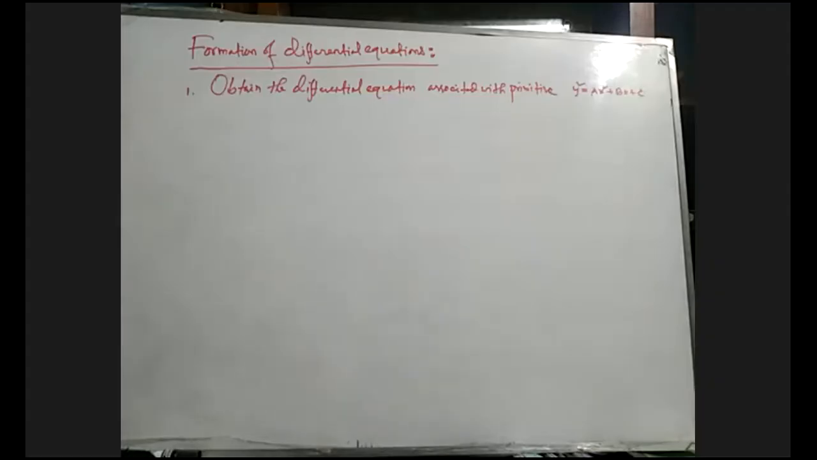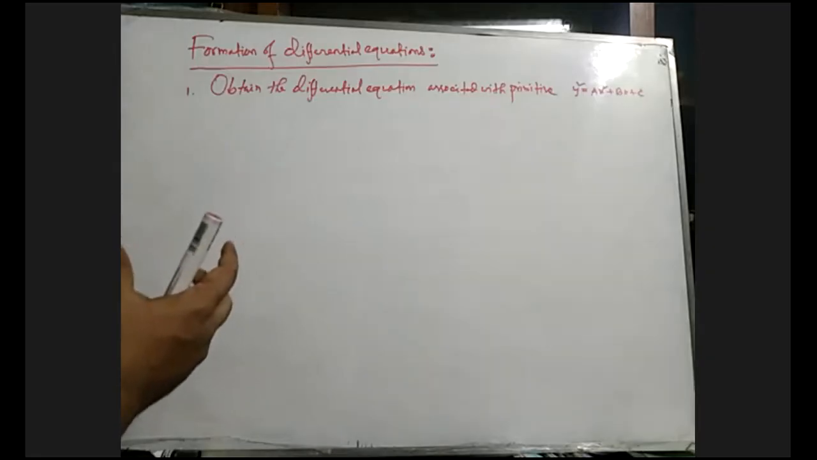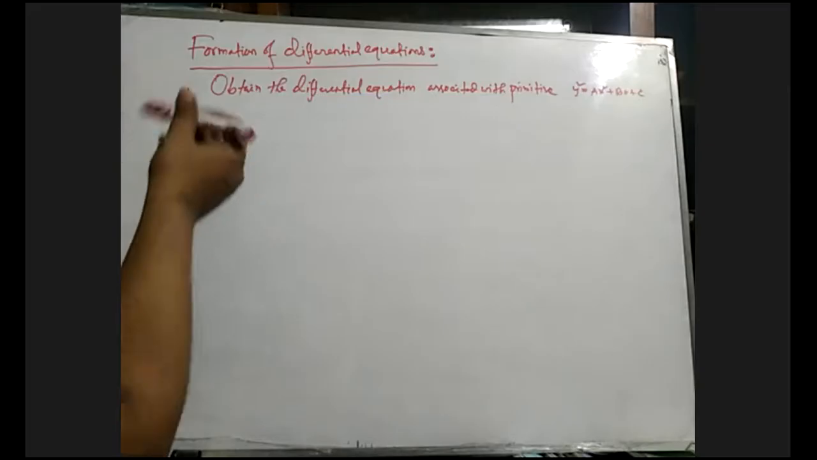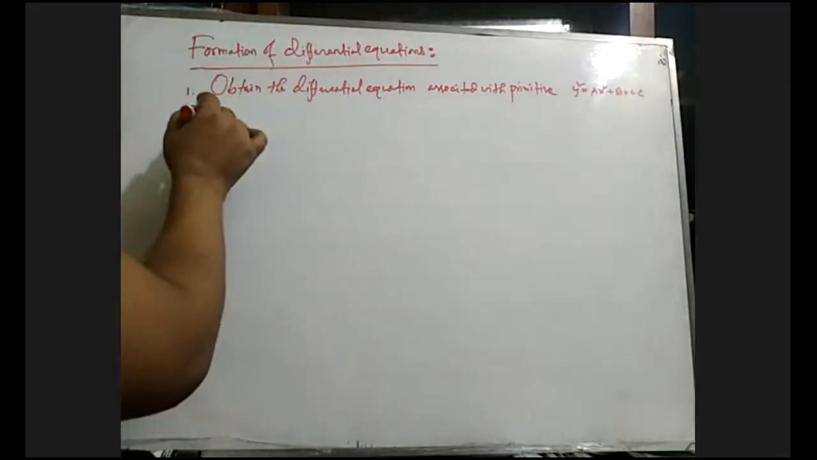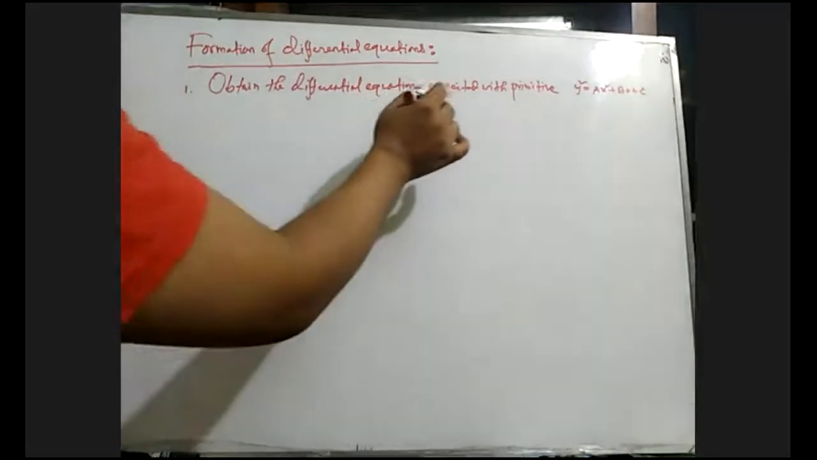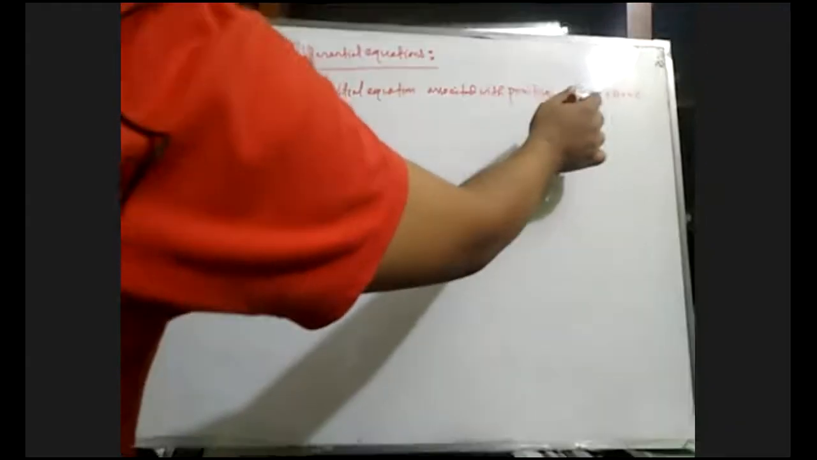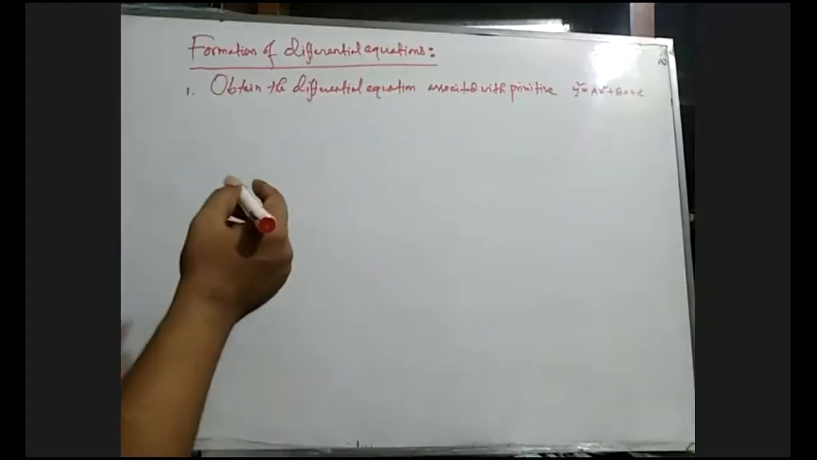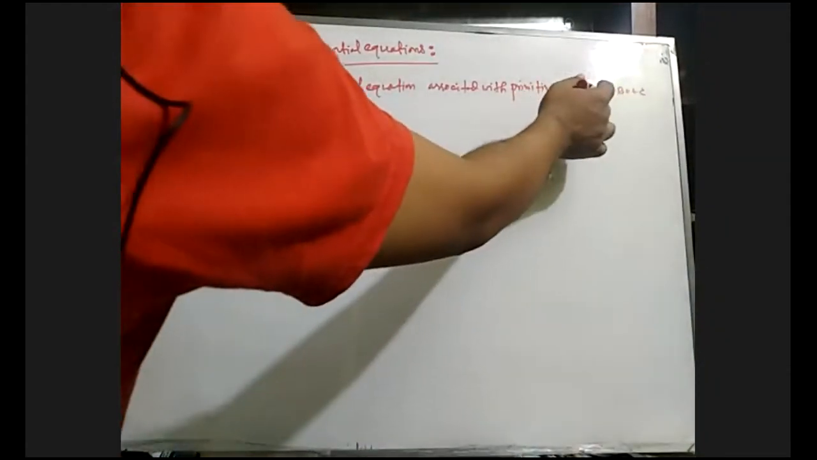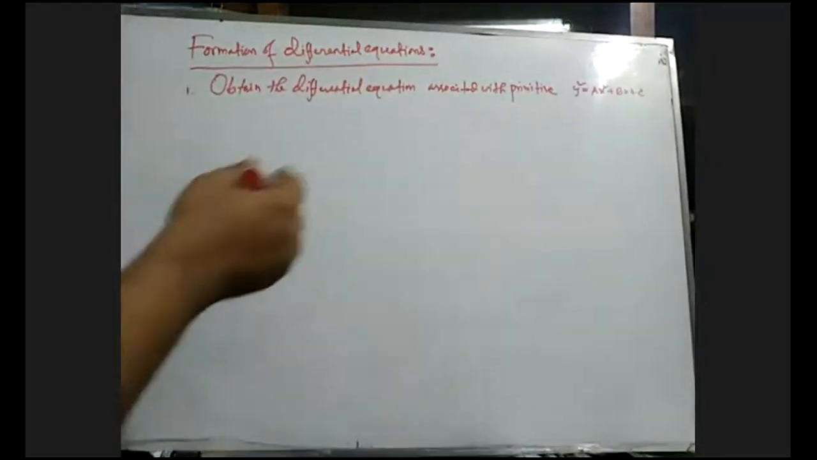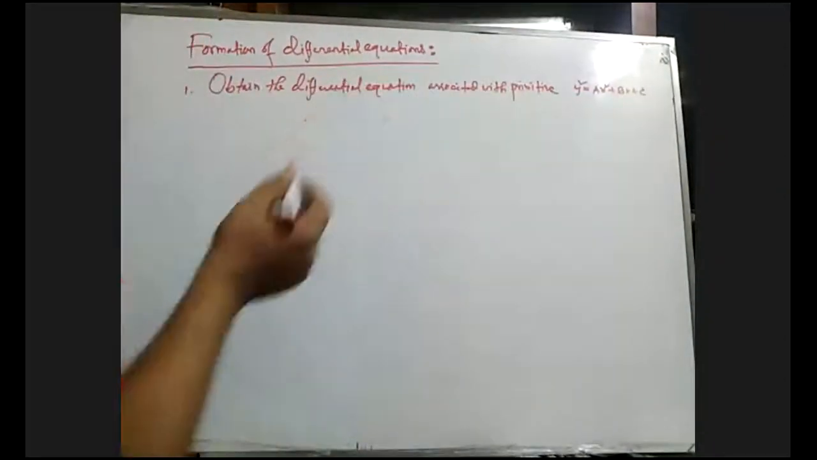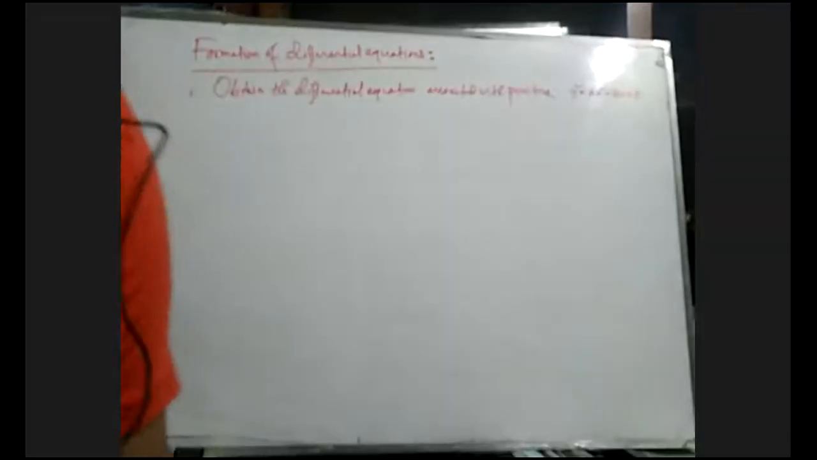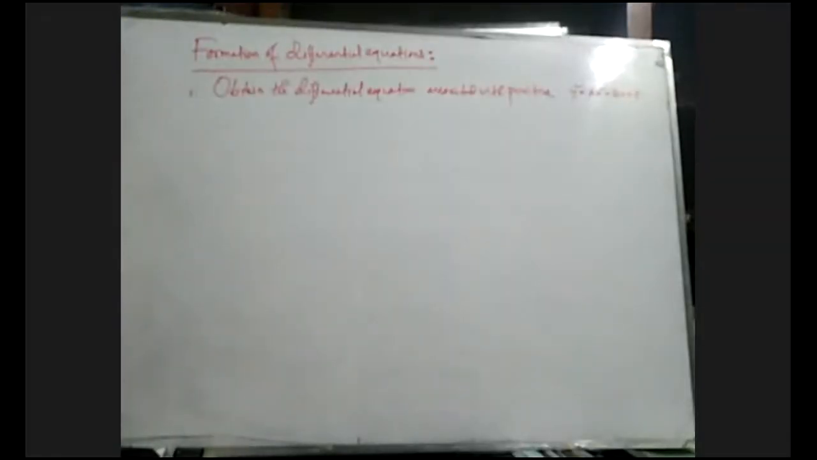Okay, now formation of differential equation. Now we will learn how to form or produce differential equations. For example, obtain the differential equation associated with the primitive y square equals a x square plus bx plus c. This is actually the equation of a curve. So how many constants are there? 3 constants. That means you have to remove these constants to obtain the differential equation.